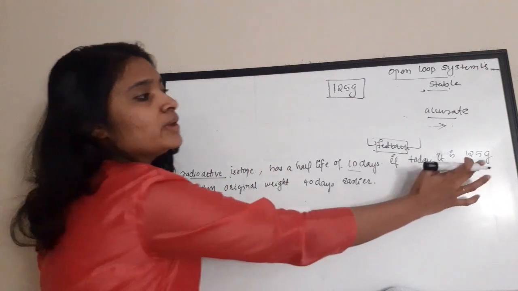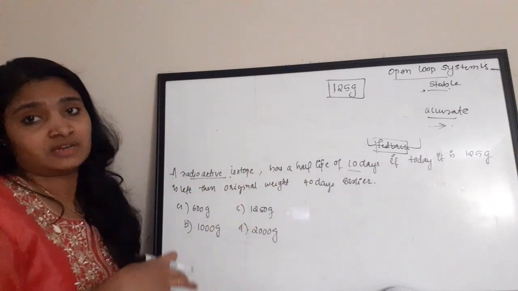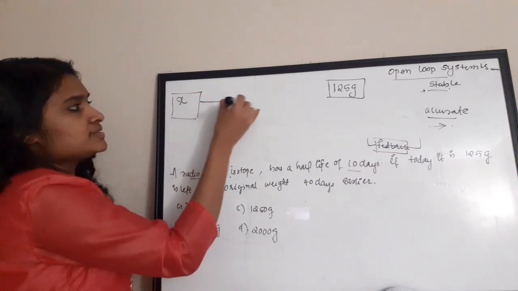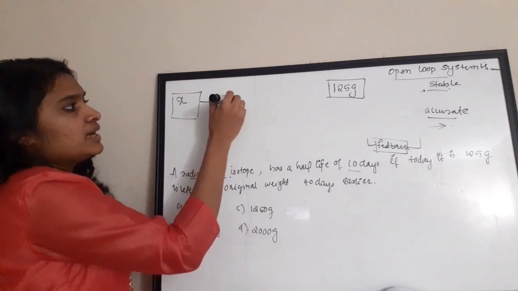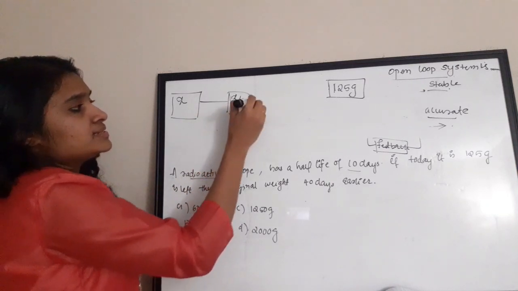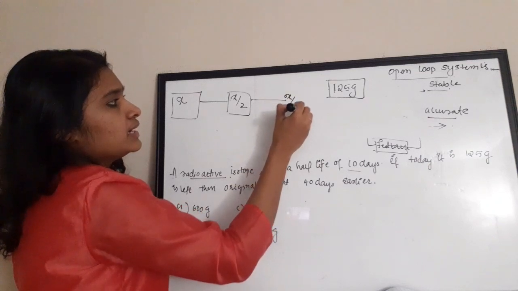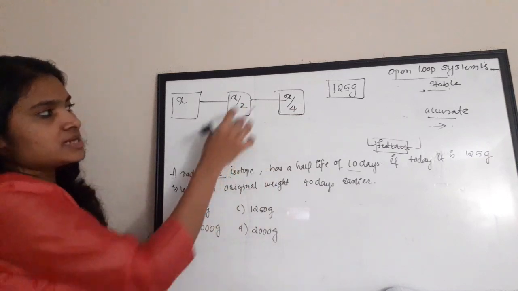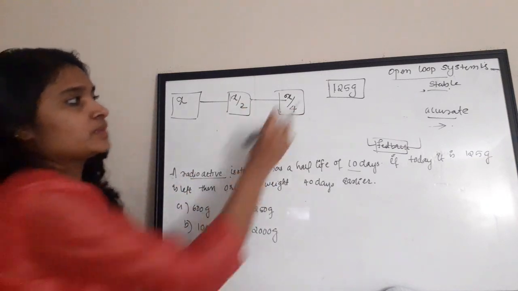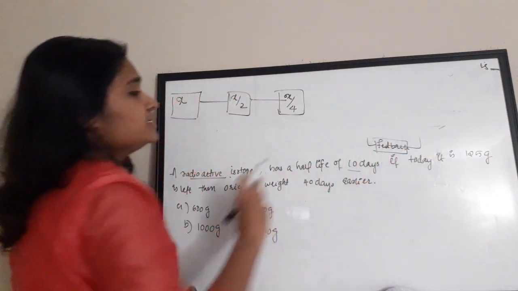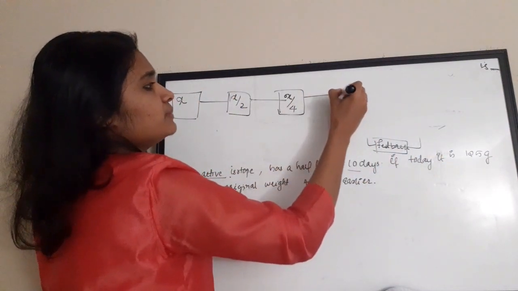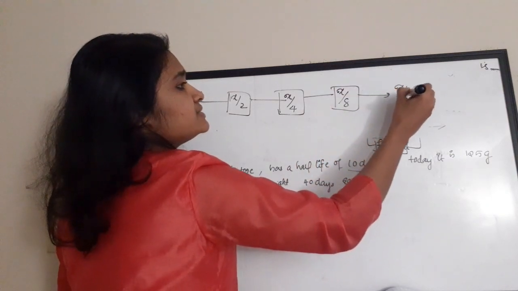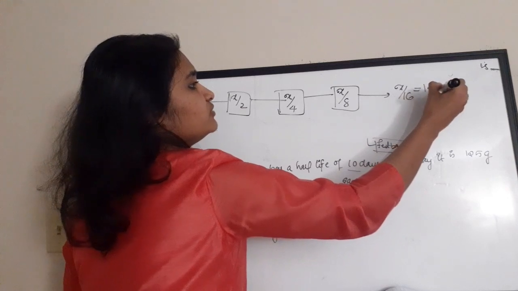After 40 days, it is now 125. So what was the initial value? Let x be the initial value. So x has disintegrated once and has become x by 2. Then it has disintegrated again and has become x by 2 into 1 by 2, that is half of x by 2, which means x by 4. Then again it disintegrated and has become x by 8. And then it disintegrated to x by 16 and has become 125 grams.